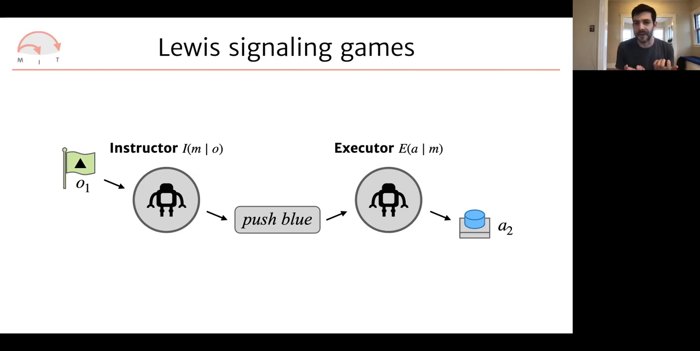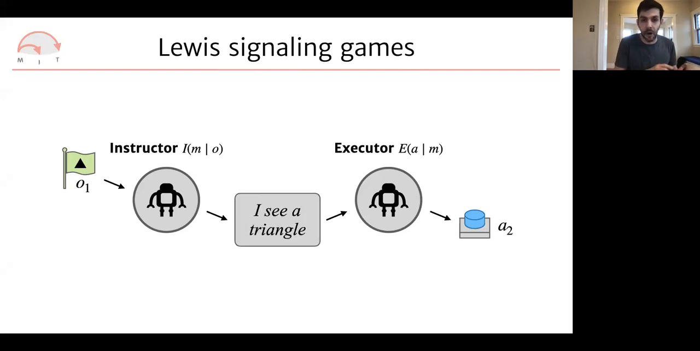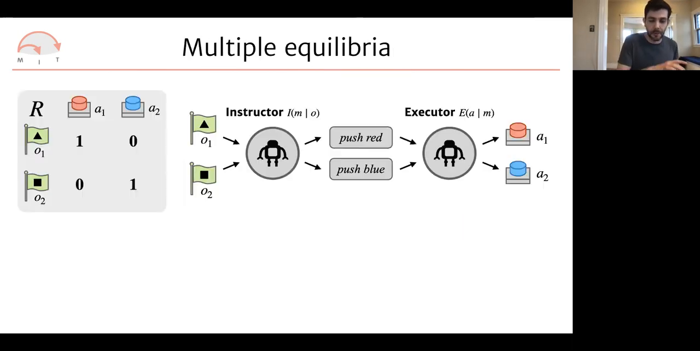And so our instructor agent is going to be able to send messages like push blue, and we would like for the executor, on seeing messages like push blue, to push the blue button. Now, I'll note that the space of messages that you could imagine using in this kind of game is very large. An alternative message that the instructor could also send would be, I see a triangle, and that would be a faithful description of their current state of the environment. And the executor will now need to know at least something about the structure of this task and about the specific reward function being optimized for, in order to interpret this message appropriately.